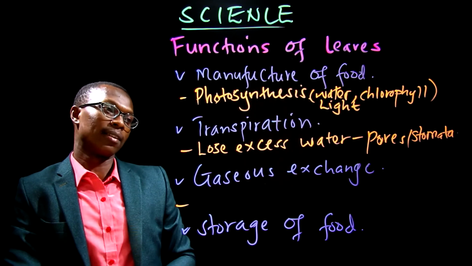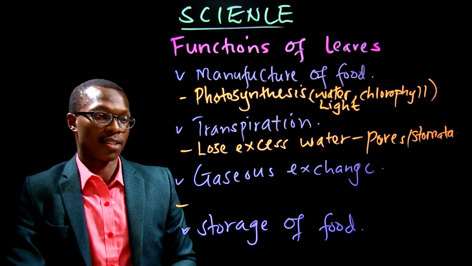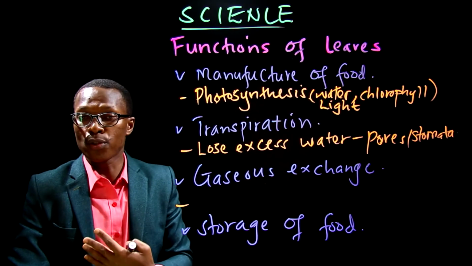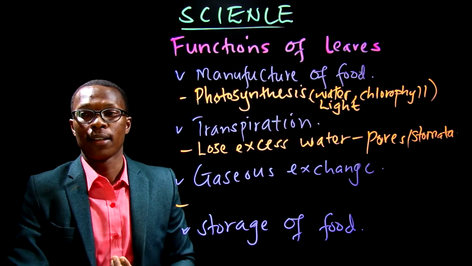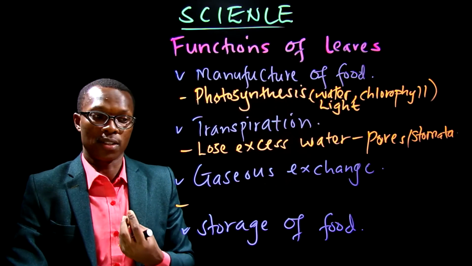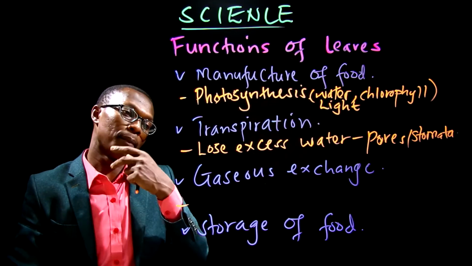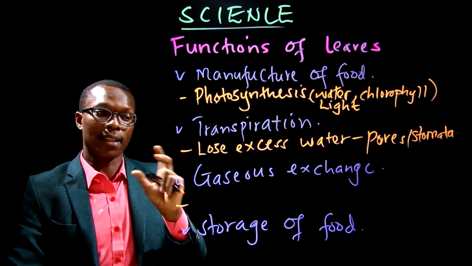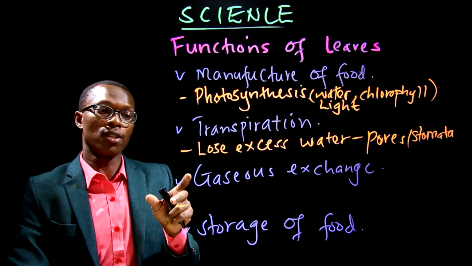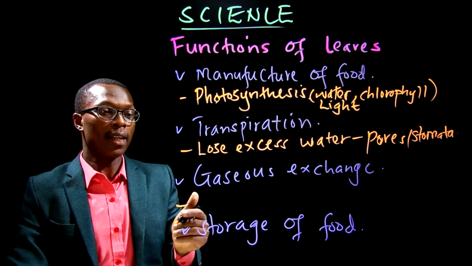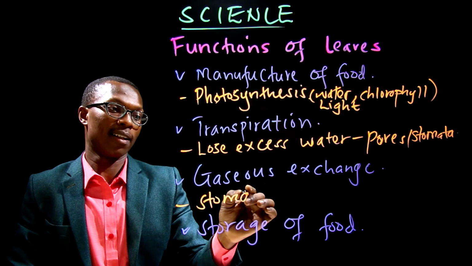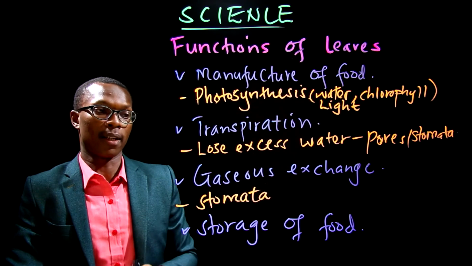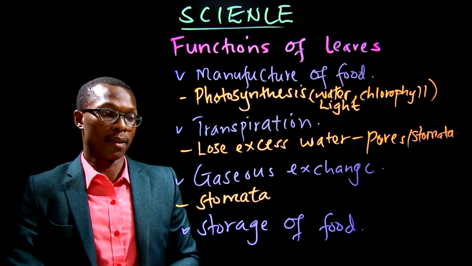Let's move on to the next one. The next one is gaseous exchange. There is a way we normally exchange gases. For us, we breathe in and out. When you breathe in, you're taking in oxygen. When you breathe out, you're taking out carbon dioxide. The same with plants, there is that gaseous exchange that takes place. This normally happens in the leaf. We have the same holes, the pores, which we call stomata. This is where the exchange of gases takes place.